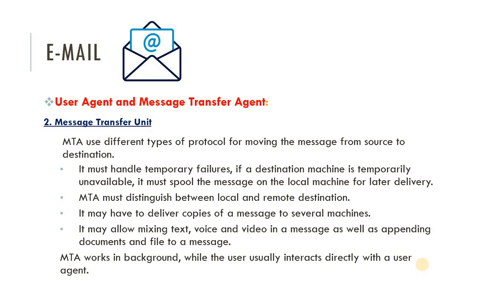The MTA uses different types of protocols for moving the message from source to destination. It must handle temporary failures if a destination machine is temporarily unavailable. It must spool the message on the local machine for later delivery. The MTA must differentiate between local and remote destinations. It may have to deliver copies of messages to server machines. It may allow mixing text, voice and video in a message, as well as appending documents and files to a message. The MTA works in the background while the user usually interacts directly with the user agent.